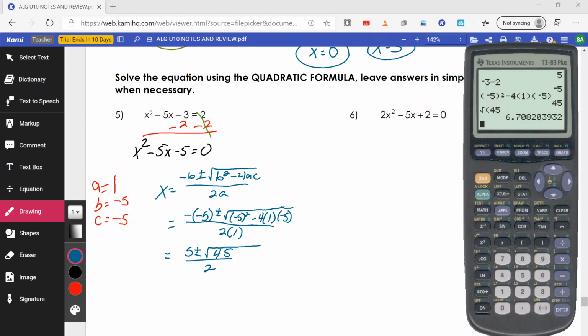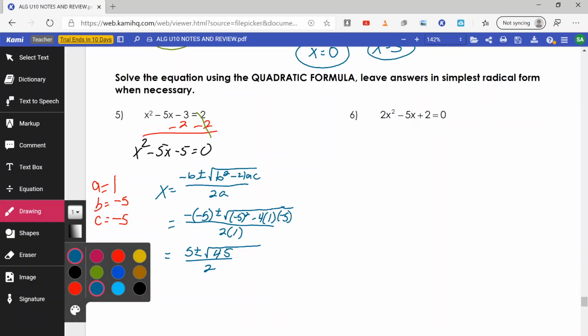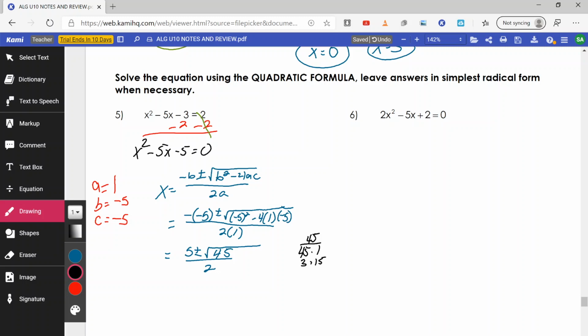However, it did say simplest form. So what happens is I can't divide 5 by 2. I get a decimal, so we can't do anything about that. So I'm going to look at what number is underneath the square root symbol. In this case, 45. So what I want to do is break 45 down into its factors to see if any one of the factors is a perfect square. So we have 45 times 1. We have 3 times 15, and we have 9 times 5.